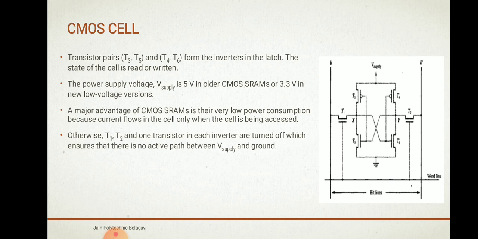Otherwise, T1, T2 and one transistor in each inverter are turned off. So as you can see, only if T4, T6 and T3, T5 are used for memory access, then the other transistors will be turned off. So there is no active path between supply and ground.